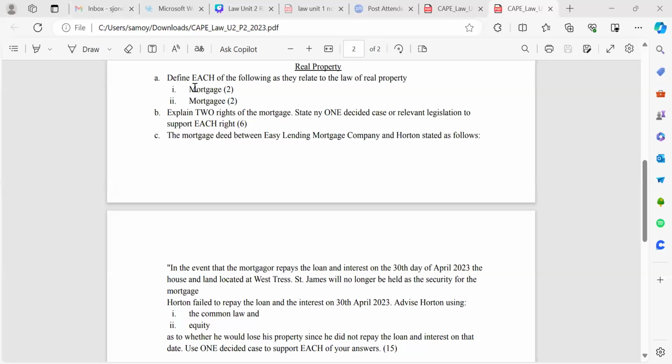Define each of the following as they relate to the law of real property. What is a mortgage? Sir, isn't that the person borrowing the money? Or sorry, that's the person taking out the mortgage from the bank or from the mortgagee. Okay, let's start over. On CAPE exams, you have to read very carefully. Look at the words very keenly because you could define something that they're not asking for. It asks for mortgage, not mortgagee. What is a mortgage?